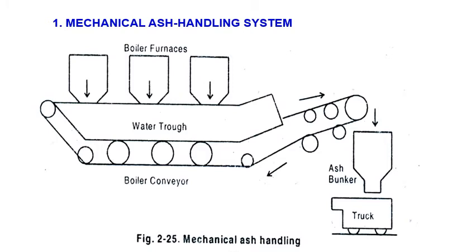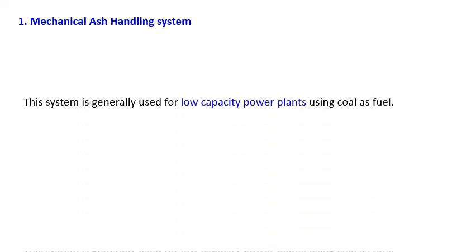In the mechanical handling system, from the furnace, here three furnaces or three boilers have been shown, the ash comes to the conveyor belt, where a water trough has been provided at the bottom, and ash is taken from the bunker to the truck. This is generally used in thermal power stations for effective ash handling. Let us see the features.